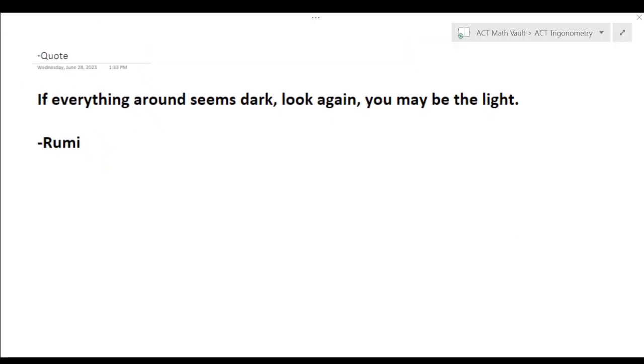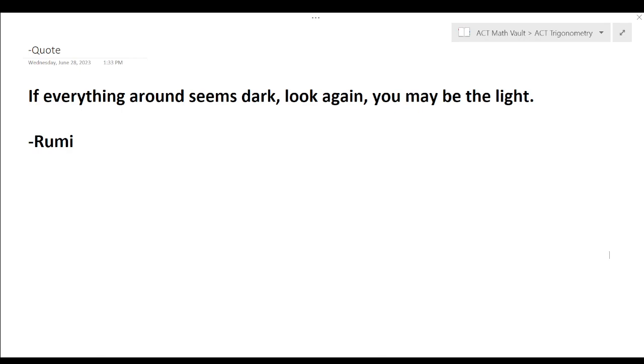Lastly, I'll leave you with a quote that I really like. It says, "If everything around seems dark, look again and you may be the light."